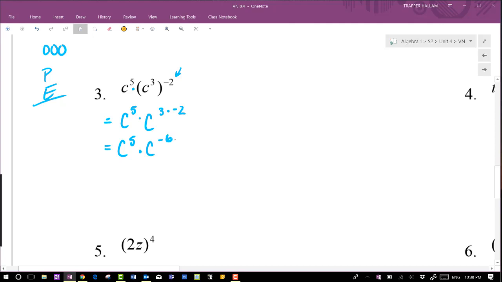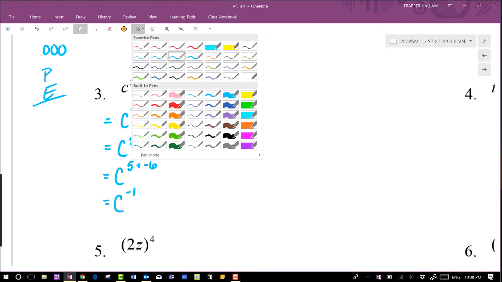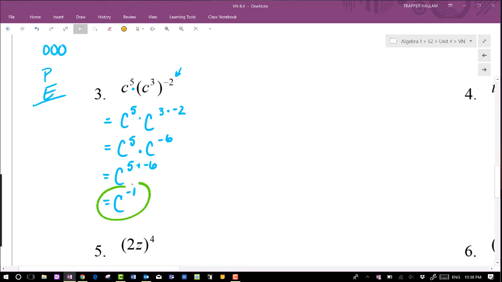And again, you're like, wait, do I move the 6? Not yet. Let's go ahead and employ our rule of multiplying like bases. So that's going to tell me I'm going to combine them under one base, and I'm going to take 5 and add it to a negative 6. Well, that's going to result in c to the negative 1. Now, it's probably a good time to address that negative exponent and move its position. So what we're going to find then is that's going to be equal to 1 over c to the first power, or 1 over c.